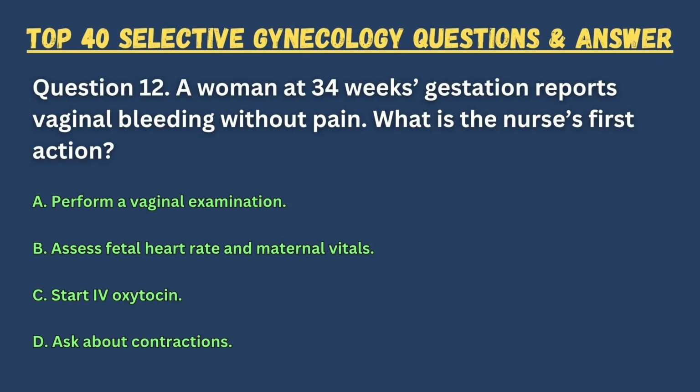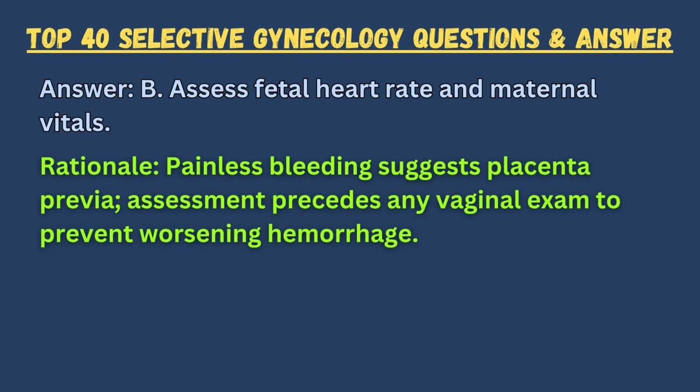Question 12. A woman at 34 weeks gestation reports vaginal bleeding without pain. What is the nurse's first action? A. Perform a vaginal examination. B. Assess fetal heart rate and maternal vitals. C. Start IV oxytocin. D. Ask about contractions.